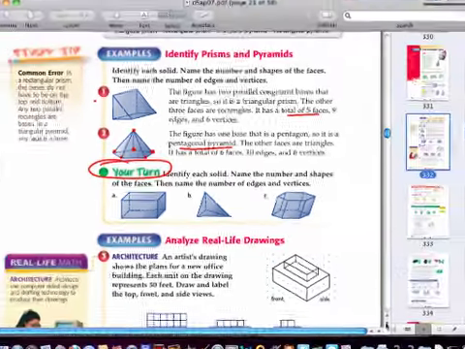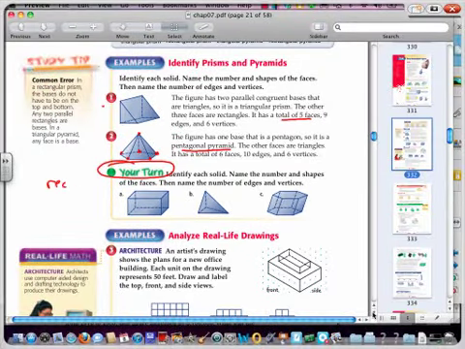Okay, so for A, it is a rectangular prism. There are 6 faces. There are 12 edges. And there are 8 vertices. Hopefully that's what you have written down.